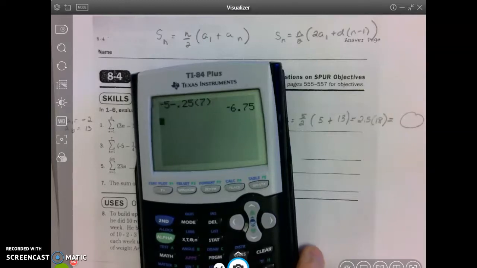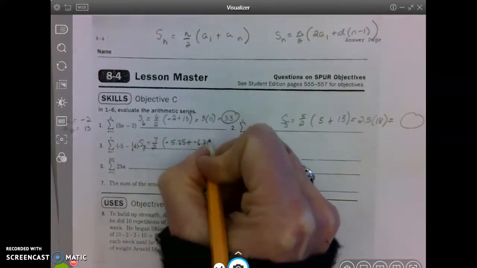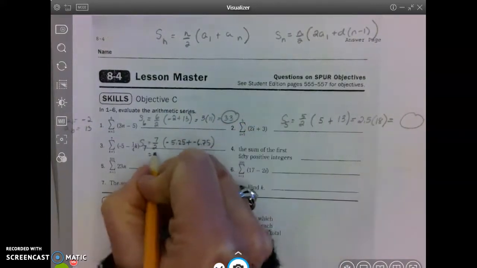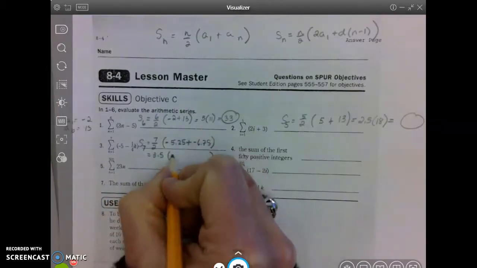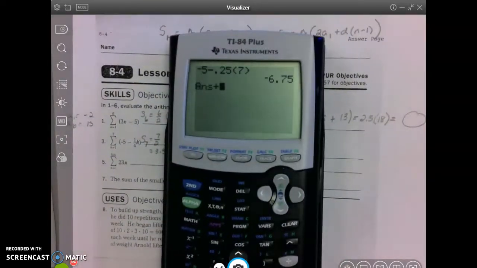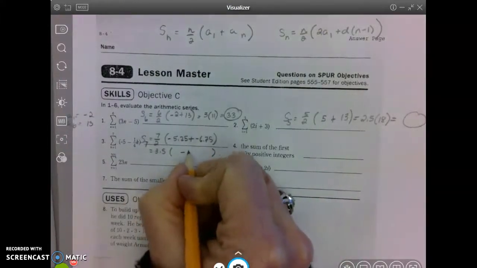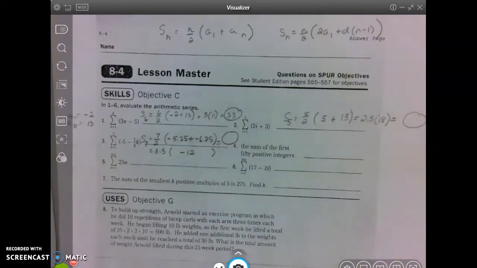Negative 6.75. So I end up with 3.5 times, that's going to be negative 6.75 plus negative 5.25. I get negative 12. And I'll multiply those and I'll get my final answer, 3.5 times negative 12. Right, the sum of the first 50 positive integers.